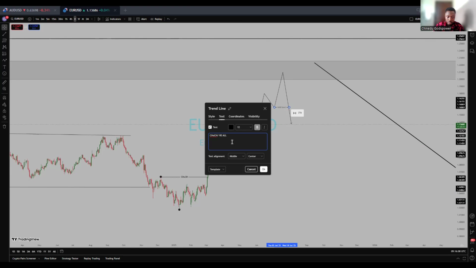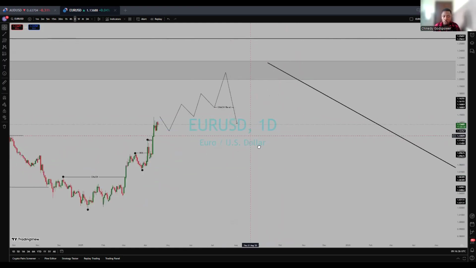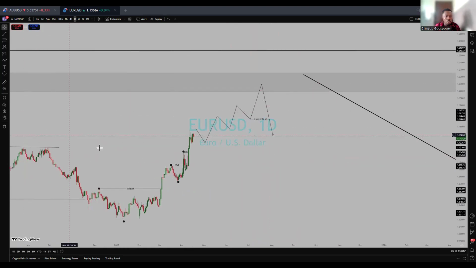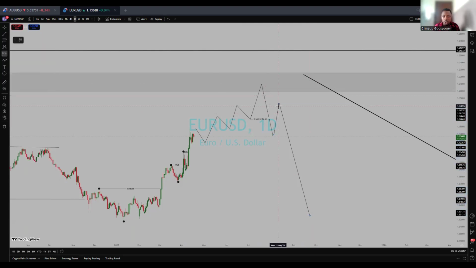R-E-A-L. All right, realignment. It will realign itself, okay? And once it realigns itself, what you'll be looking for is a pullback into a premium level to create a lower high. And at that point you want to get into your trade, a sell, a short position.